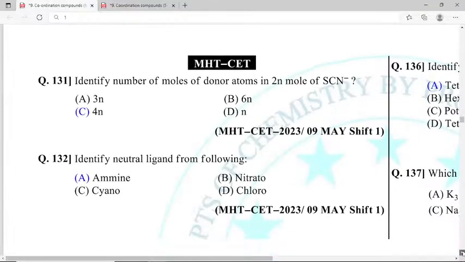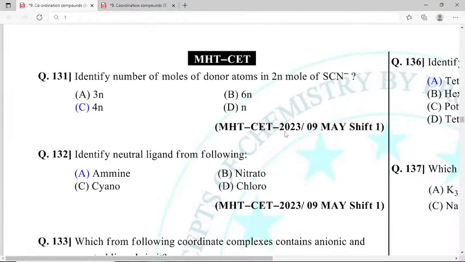Identify the number of moles of donor atoms in 2n moles of SCN. So it has 1. It actually has 2 donor atoms, so 4n. It has 2 donor atoms, but they use only 1 at a time. They use 1 at a time. So it is 4.